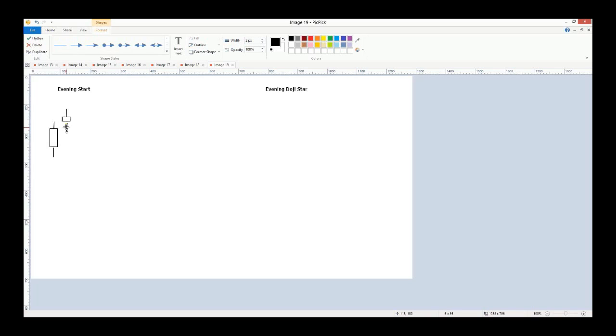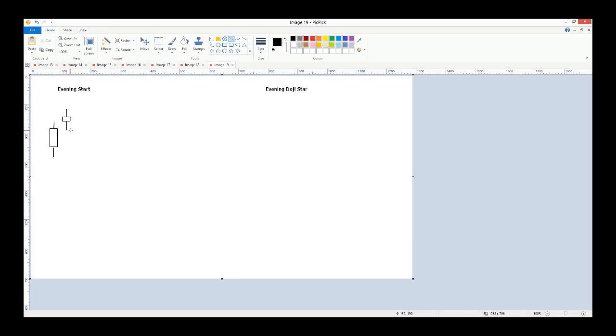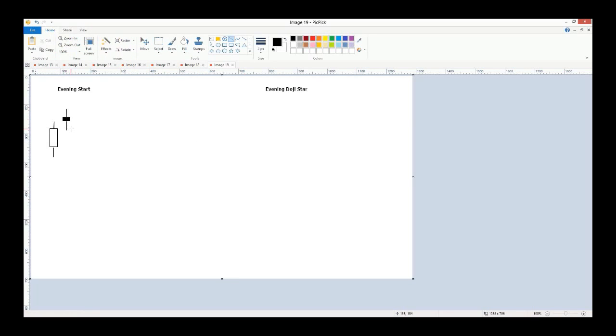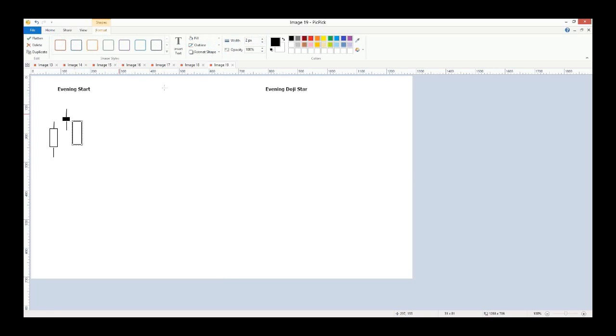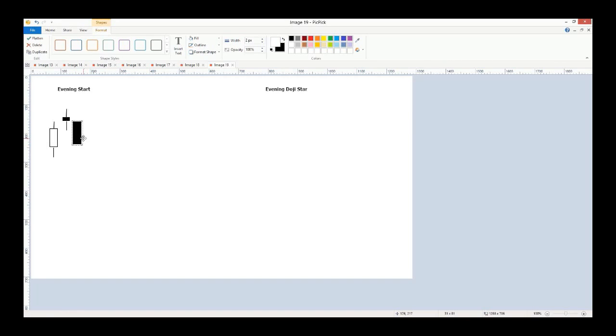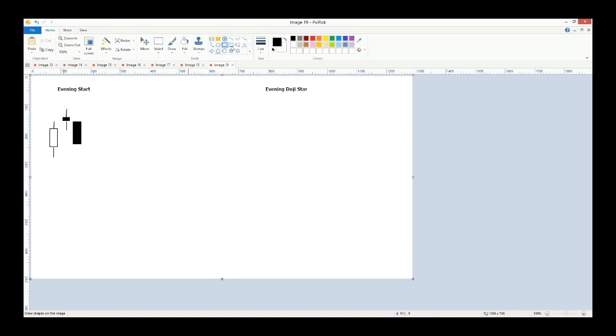That should be smaller. So the second one is a spinning top, indicating that there has been indecision. It can be either a slight bull spinning top formation or a black one, doesn't matter. And the third candle is going to complete the formation, where it's going to start from the previous close price and is going to fall below the 50% of the first candlestick that we can see here.